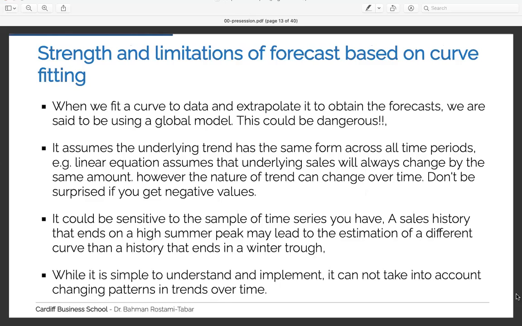So while fitting a curve seems simple, and actually it is simple to implement, in forecasting we are not really interested in fitting. Instead, what we are really interested in is getting an accurate forecast, right? That's the most important thing in forecasting we need to remind ourselves. A good fit is desirable, but there is no guarantee that it gives us an accurate forecast, right?